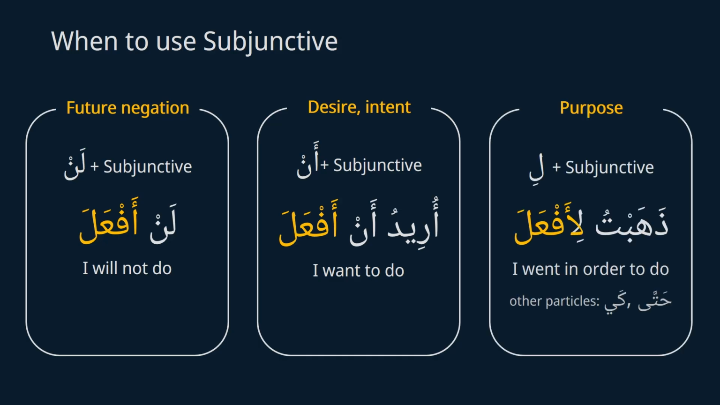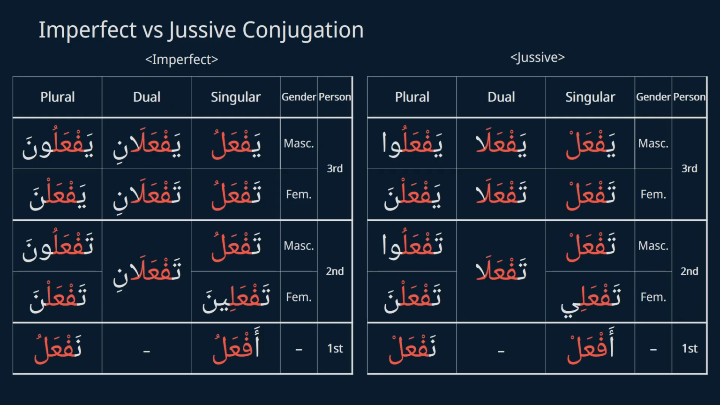Next, another use of subjunctive is for talking about purpose. We combine the subjunctive verb with the particle li, meaning in order to. For example, dhahabtu liyafala means I went in order to do. And there are other particles that are similar to li, like k or hatta. Now let's learn about the jussive conjugation.